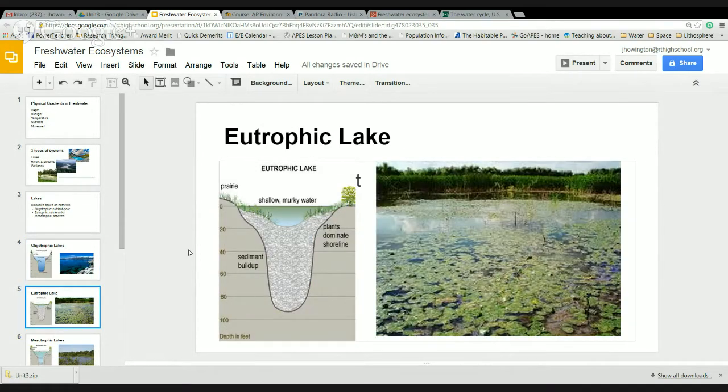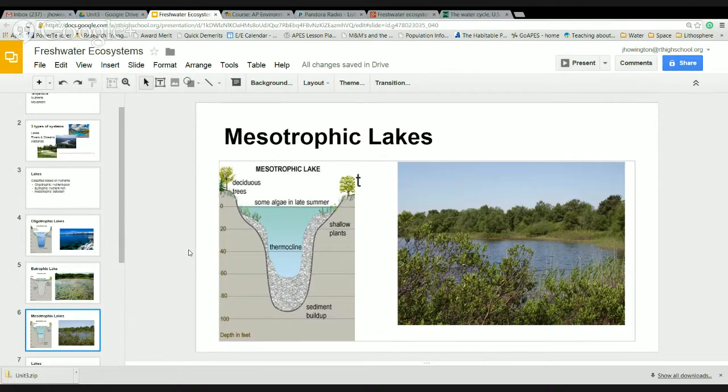Then we have the opposite, which is eutrophic lakes. Eutrophic lakes tend to be pretty shallow. They tend to have kind of murky water. They tend to have lots of nutrients in them. They're usually fed by streams, and because they have a lot of nutrients, they tend to have pretty high primary productivity, or a lot of vegetation. And then we have our in-between lakes, which fall in between the two extremes.